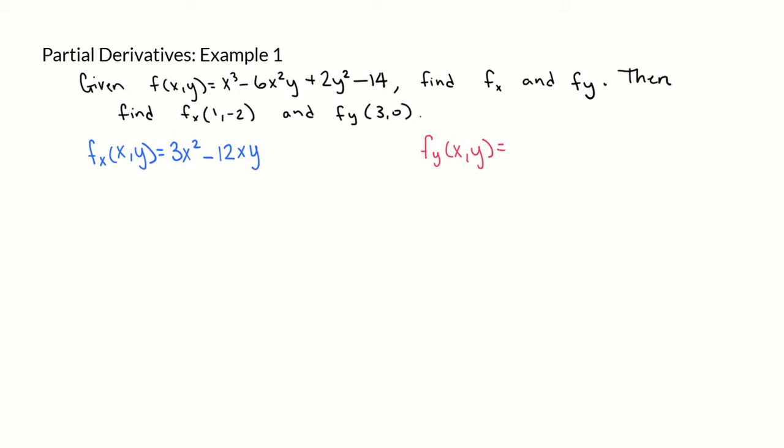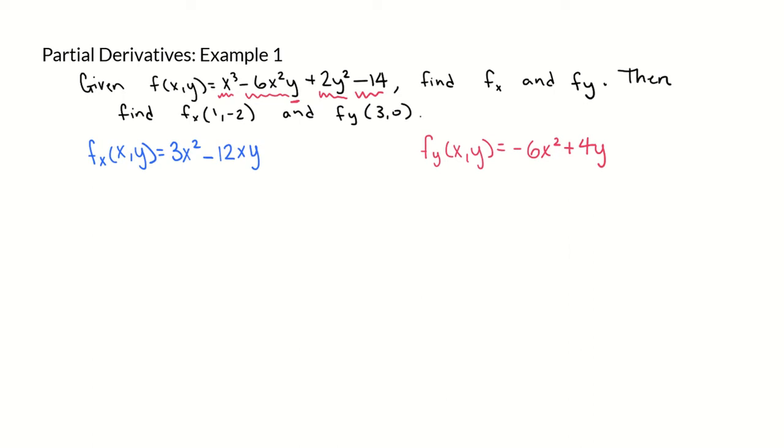Now we treat y as our variable and x as a constant. So this first term, x to the third, is a constant. Derivative of a constant is 0. This middle term, the derivative would be negative 6x squared, because the derivative of y is 1. This third term, derivative of 2y squared, is 4y. And then negative 14 is a constant. So these are our two partial derivatives.